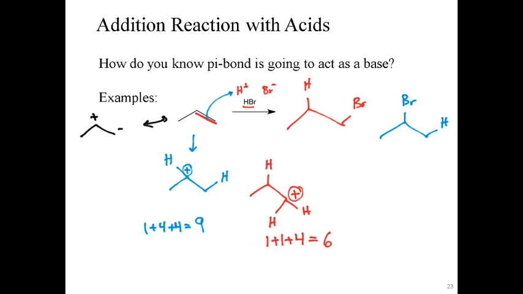You could just draw one and be like positive. Which one do you prefer to look at, positive or negative? Doesn't matter. It's entirely up to you. You'll get the same answer. If we look at the positive, that positive is a secondary carbocation. If we switched them, it would be primary. Secondary is more stable than primary.